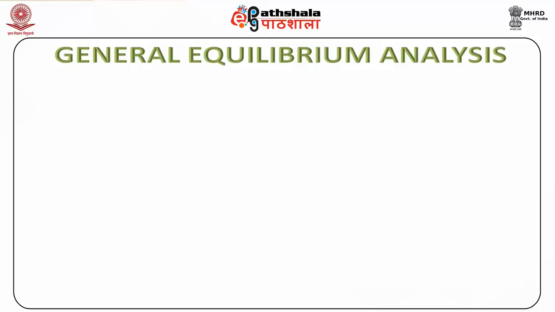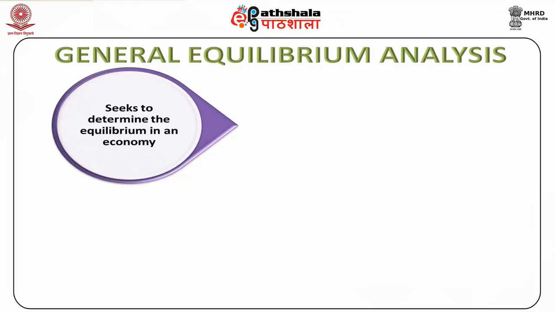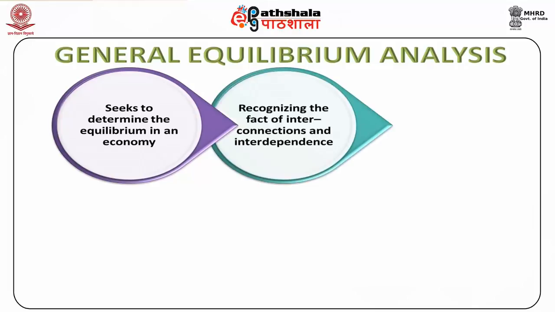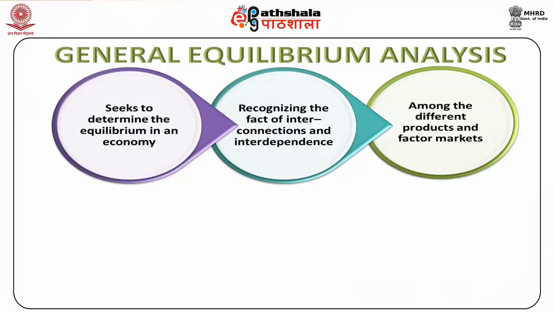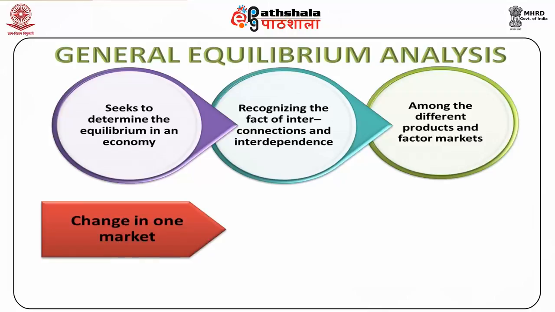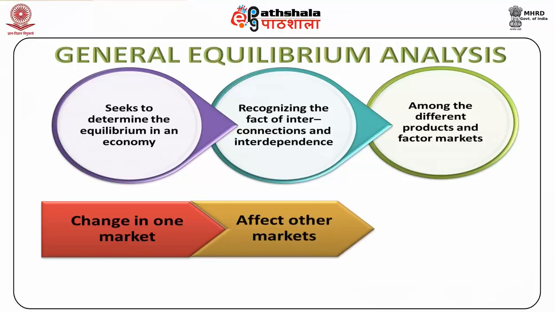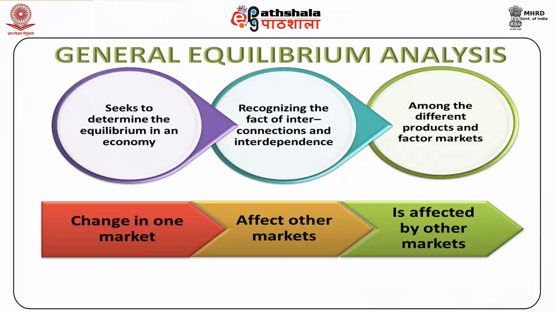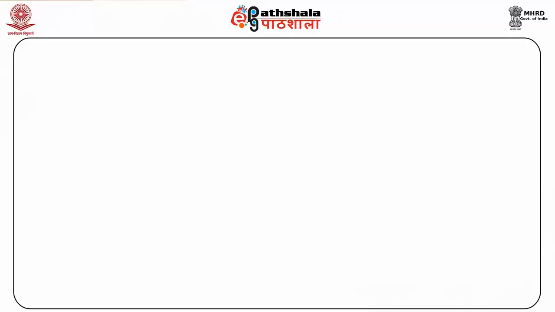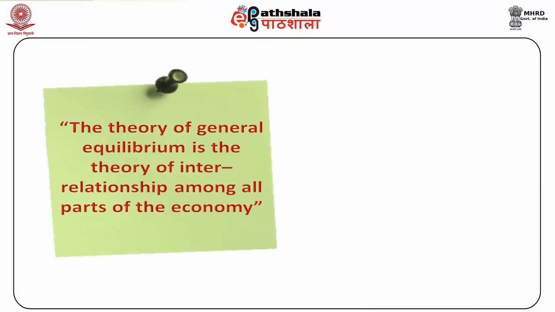General equilibrium analysis seeks to determine the equilibrium in an economy, recognizing the fact of interconnections and interdependence among the different products and factor markets. Here, any change in one market affects other markets, known as spillover effect, and is affected by other markets. This effect is known as feedback effects. Professor Stigler has aptly remarked that the theory of general equilibrium is the theory of interrelationship among all parts of the economy.